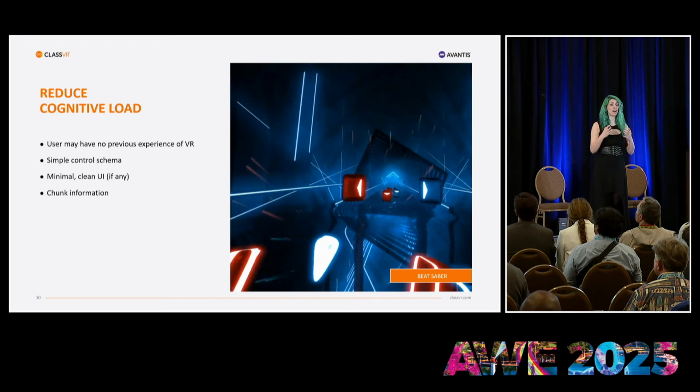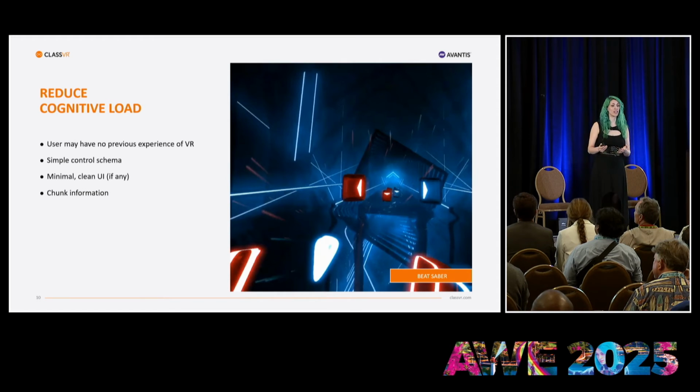So it's really important to have a very simple control schema and introduce it very clearly to the user. Try and avoid text UI if at all possible. If you have to have it, make it very minimal, very clean, but people generally don't read signage. So if you can introduce stuff in a more situational way, that is better. I'll give you a few examples of that.